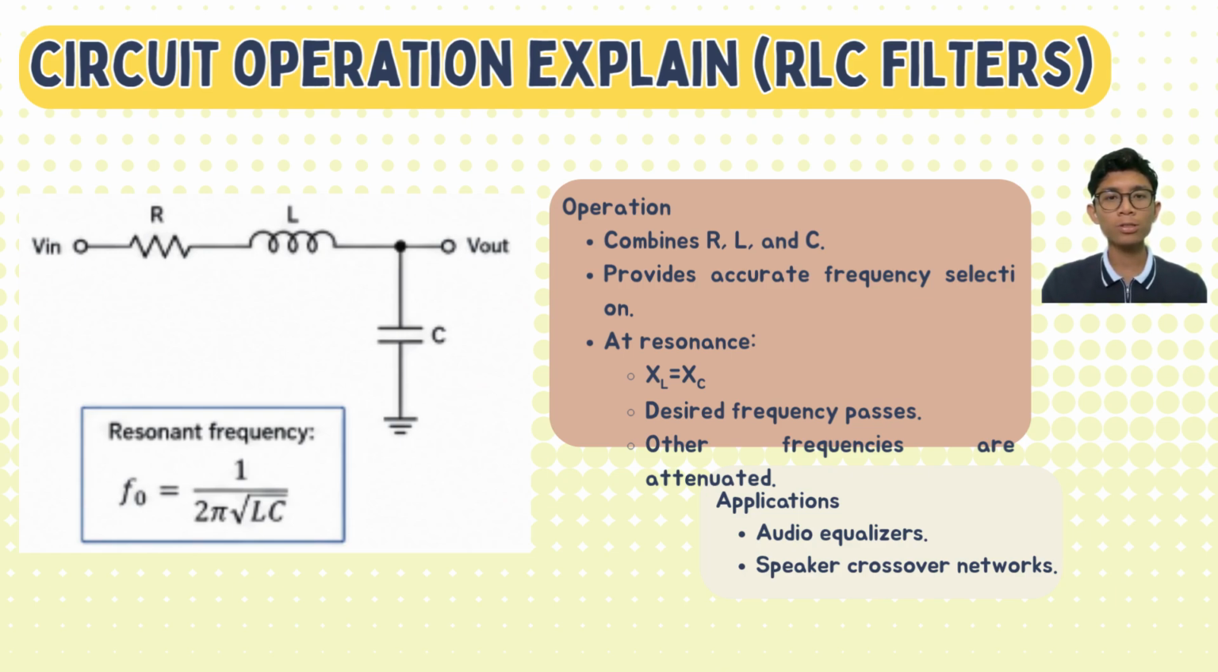The resonant frequency is calculated using the formula shown on the slide, where it depends on the value of the inductor and the capacitor. Because of this precise frequency selection, RLC filters are commonly used in audio equalizers and speaker crossover networks to improve sound quality and ensure each speaker receives the correct frequency range.